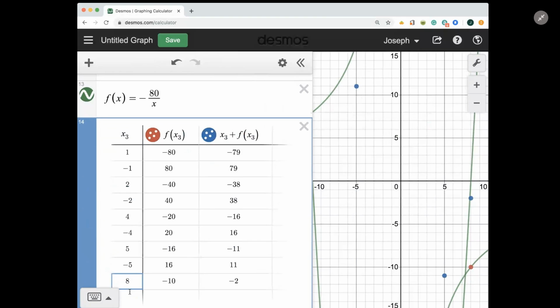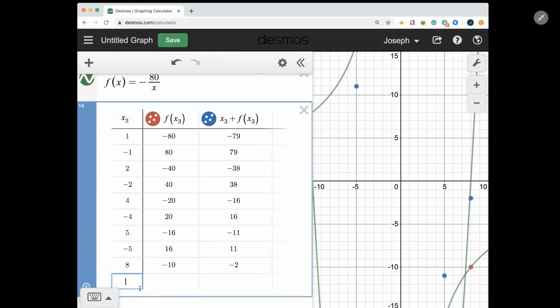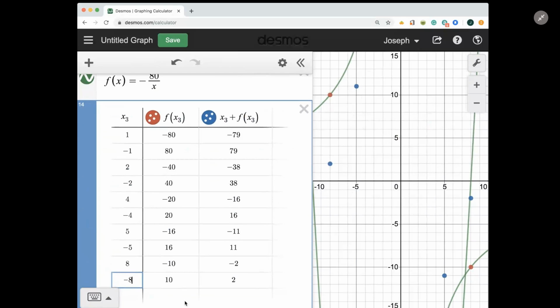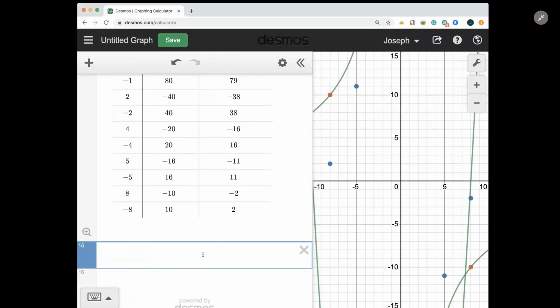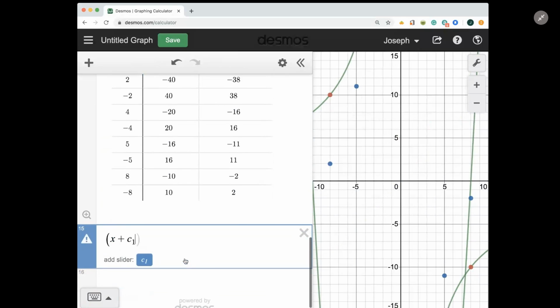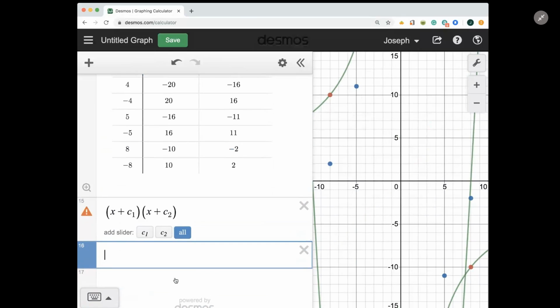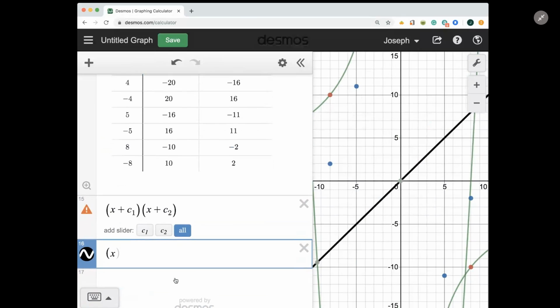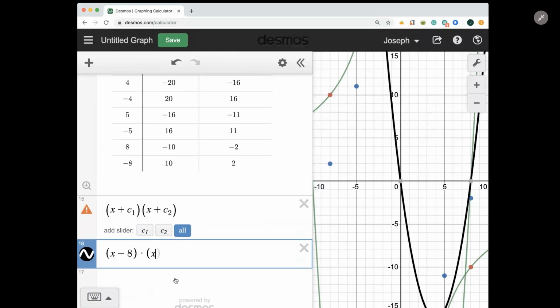So we can try 8, and 8 times negative 10 is negative 80, with a sum of negative 2. Getting closer, we want positive 2. So if we try negative 8, now we found factors of negative 80 with a sum of 2. So what we're going to do is write that in the form where we're just going to add the two factors to x. And so the way that looks is x minus 8 for our factor of negative 8, and x plus 10.